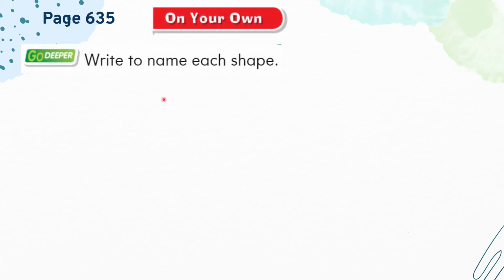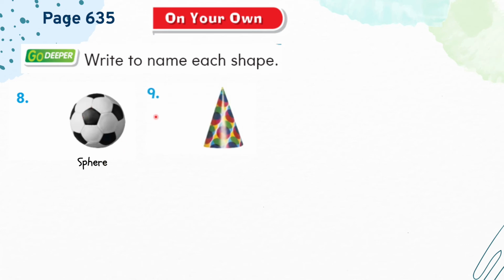Moving on the same page, let's look at the other question. Write to name each shape. Now this is a football here. What does a football resemble? It resembles a sphere. So this football looks like a sphere. Now this birthday hat, what does it look like? Which three-dimensional shape does it resemble? It resembles a cone. So this is a cone shape.